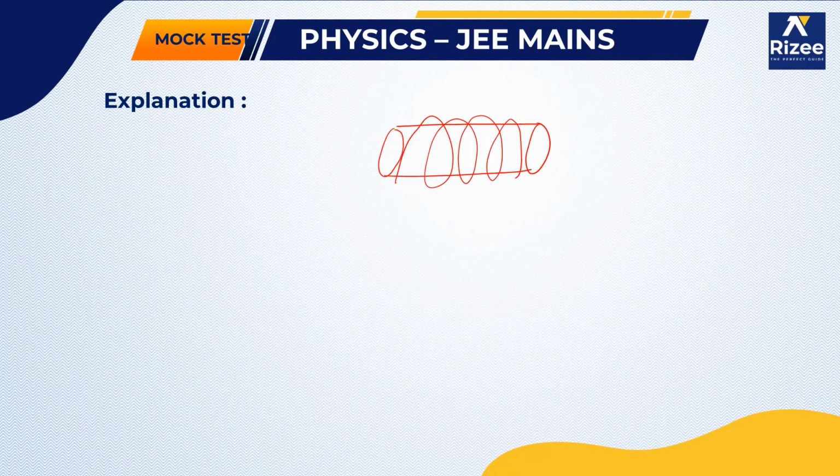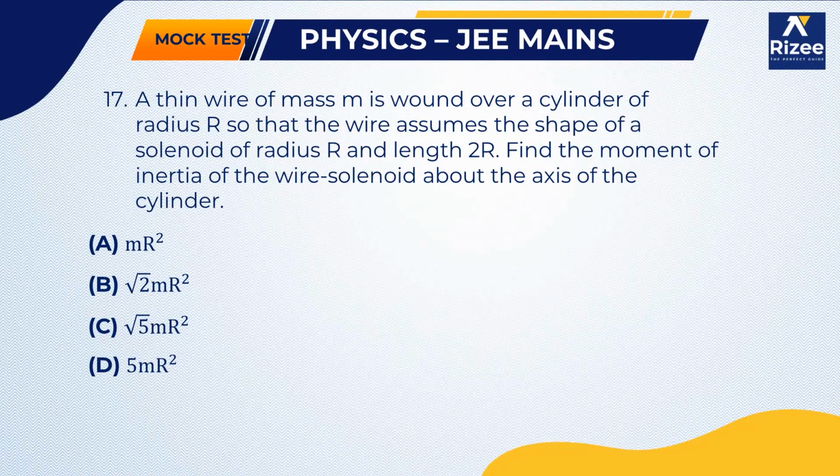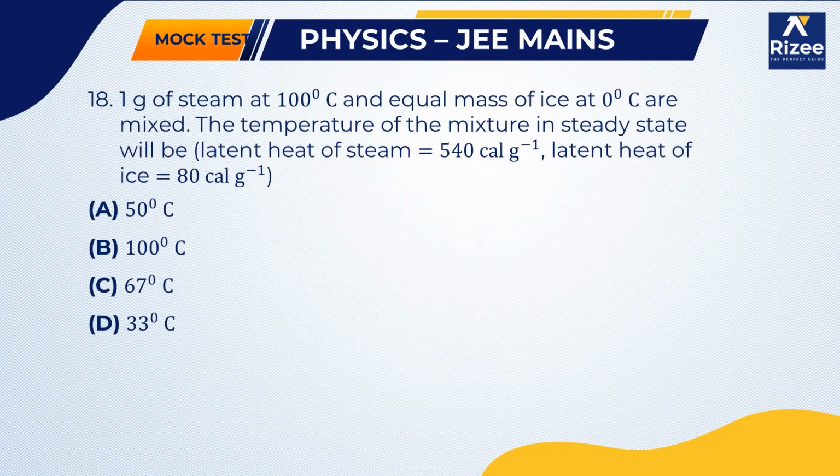That means every segment of the wire, if I take this particular element, every segment is going to behave as a ring. So the moment of inertia of the ring about this axis of rotation will be equal to mr square. So this will be your moment of inertia of a ring, I of a ring. So now we can go for your first option, that is A. Now coming to your question number 18.